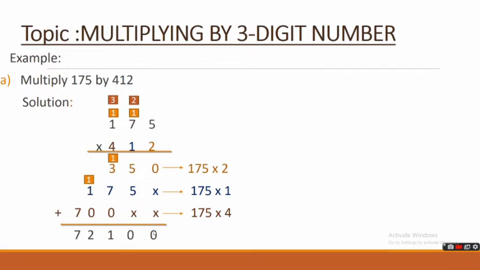0 will come down as it is. Then 5 plus 5 becomes 10, 0 here, 1 will be carried above 3. Then 3 plus 1 becomes 4, 4 plus 7 becomes 11, 1 down and 1 will be carried above 1. Then 1 plus 1 becomes 2 and then 7 will come down as it is. So the final answer is 72,100.